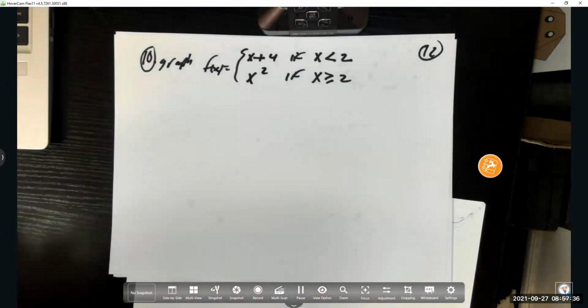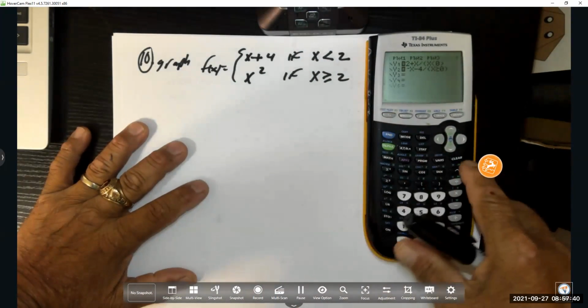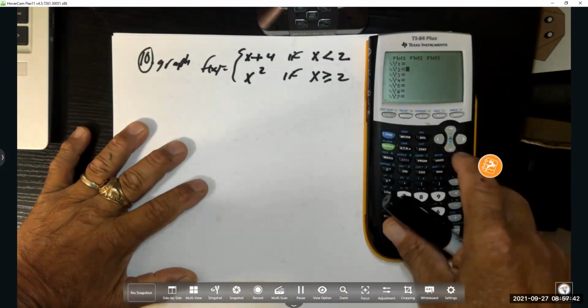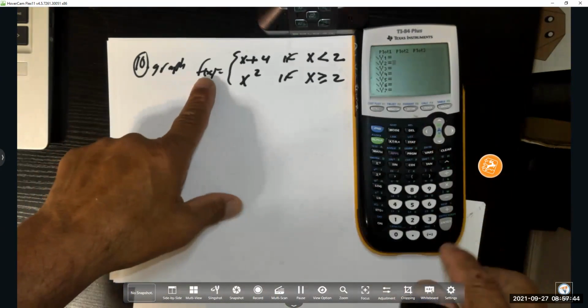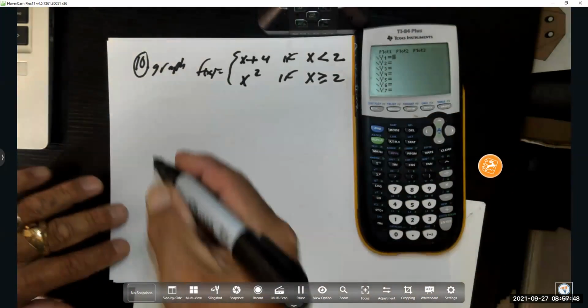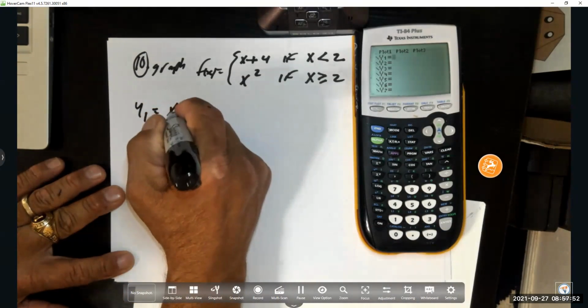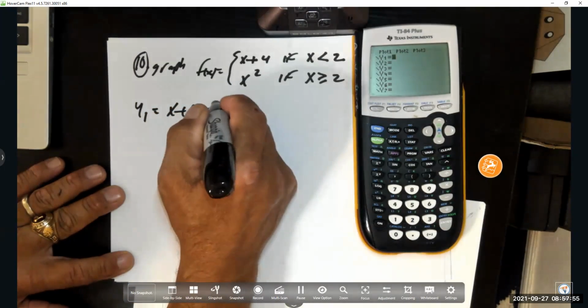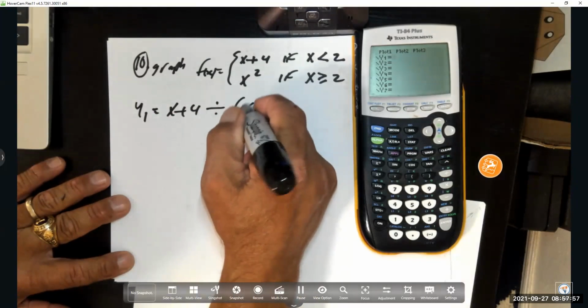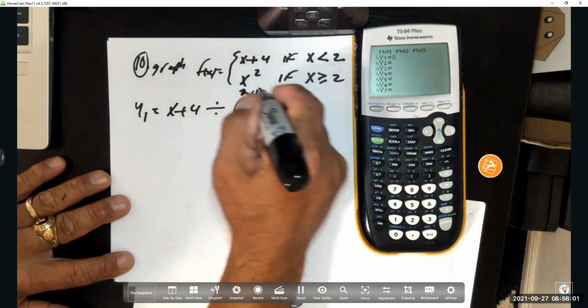Okay, let's do this graph right here. See what it looks like. Okay, Y, clear everything out. There's nothing there. So on the Y1, I'm gonna put this. Let me write it down for you. It's gonna be x plus 4, division symbol, x is less than 2. You're gonna put second math.